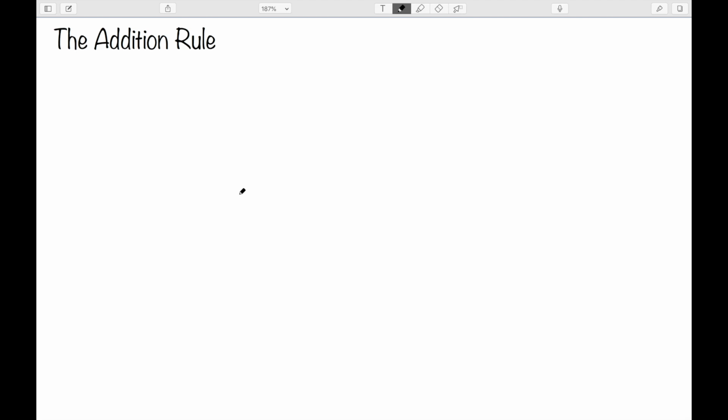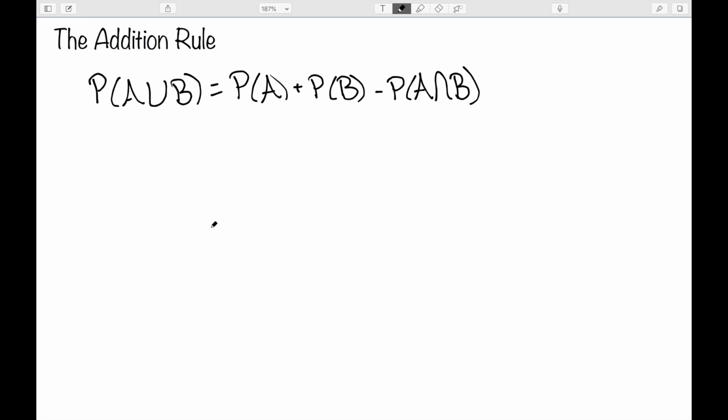In this video, I want to look at the addition rule for probability. The addition rule for probability says that the probability of A union B is equal to the probability of A plus the probability of B minus the probability of A intersect B. And let's see if we can understand this rule using a Venn diagram.